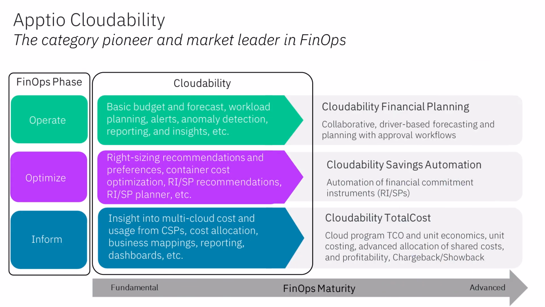Apptio Cloudability has three capabilities within the product that align quite well with the three FinOps phases. At the inform phase is Cloudability Total Cost. At the optimize phase is a capability called Cloudability Savings Automation. And at the operate phase is a capability called Cloudability Financial Planning. So with the Cloudability suite, Apptio meets clients where they are, whether they're just getting started with FinOps or looking for more advanced FinOps capabilities.